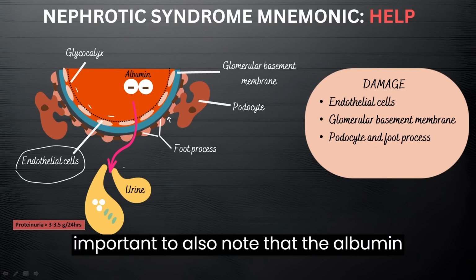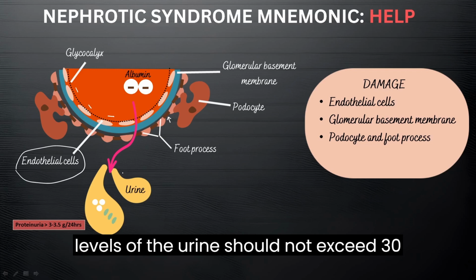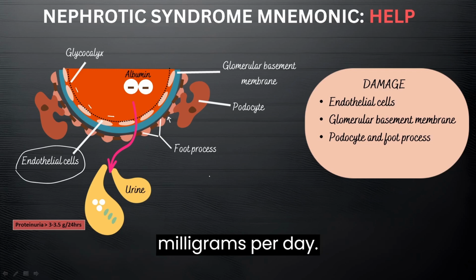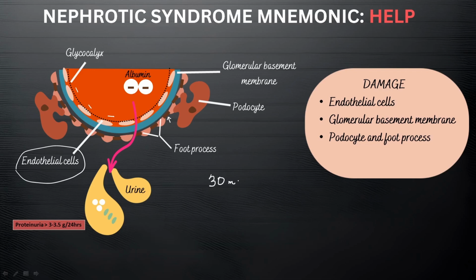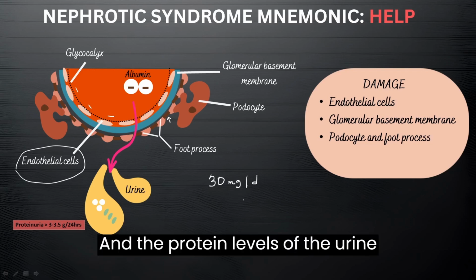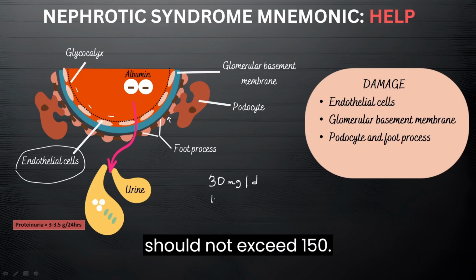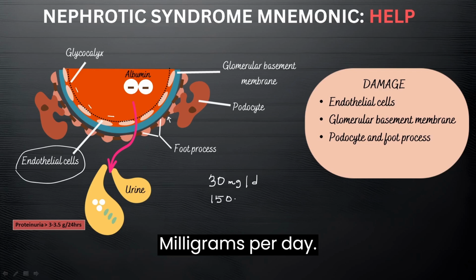So it's important to also note that the albumin levels of the urine should not exceed 30 milligrams per day. And the protein levels of the urine should not exceed 150 milligrams per day.